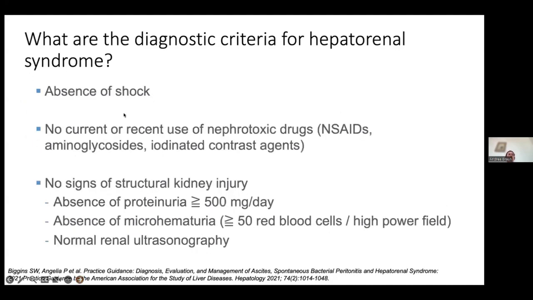You need to make sure the patient doesn't have shock, because then the patient might actually have ATN. You need to rule out the use of nephrotoxic drugs and stop those if the patient's getting them, like NSAIDs, aminoglycosides, iodine contrast, and no signs of structural kidney injury. So no proteinuria, no microhematuria, and no obstruction.